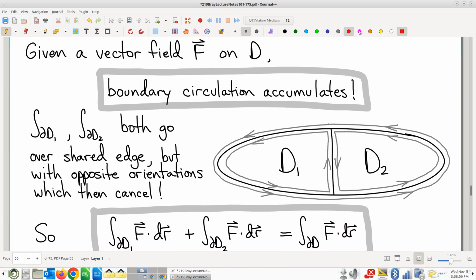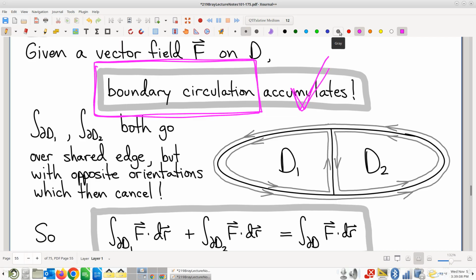It's very surprising. It's counterintuitive. Boundary circulation. This is an accumulating quantity. And let me remind you what these words mean. Boundary, we just got through talking about. Orientation is very important. When we say boundary, again, part of your job is to remember that when you see that word boundary, that means oriented according to a very specific convention, and you have to follow that convention. That's what boundary means.